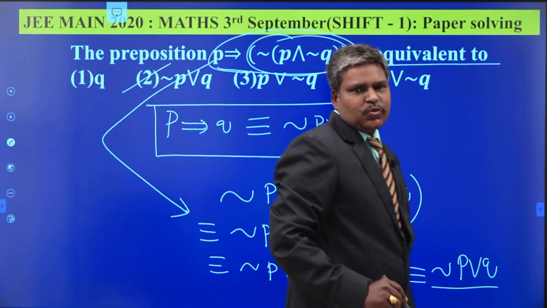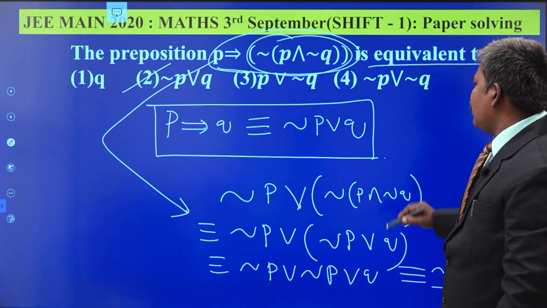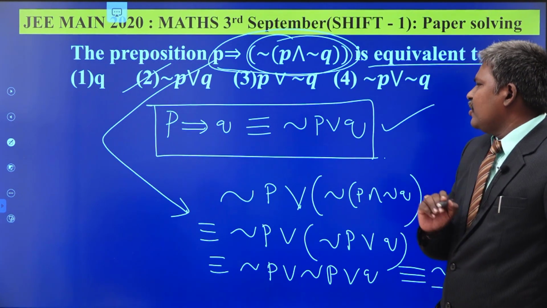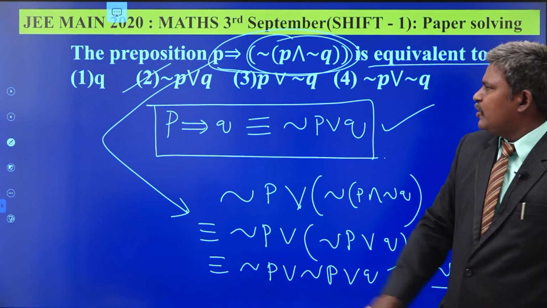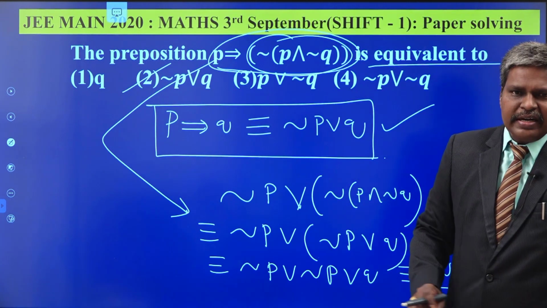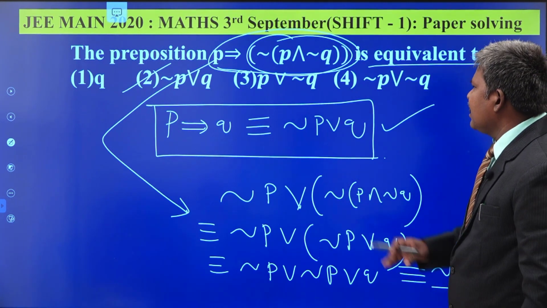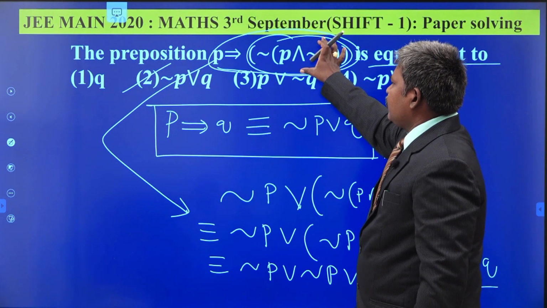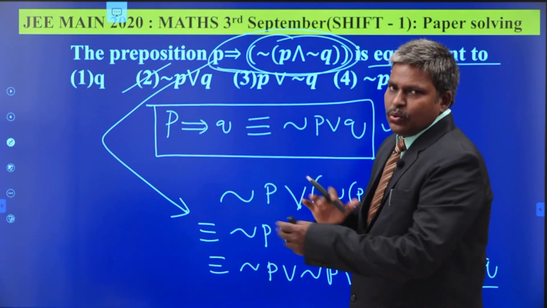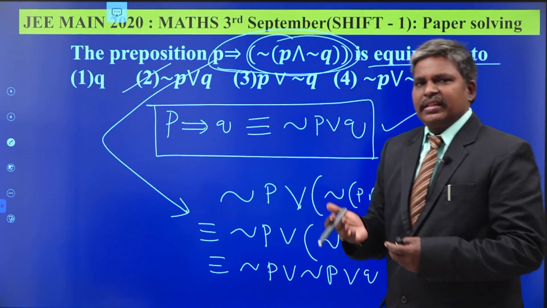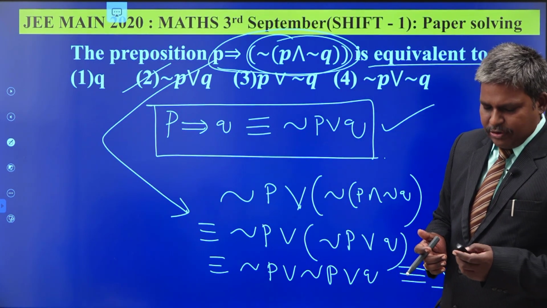So to crack this one, what is the formula you have to know? This is the formula you have to know: P implies Q is equivalent to negation of P or Q. Then immediately we obtain the result. Understand? Or otherwise you have to write the truth table for this one, and again also write the truth table for the options. Whichever truth tables coincide, that will be the answer. That is the alternative method.